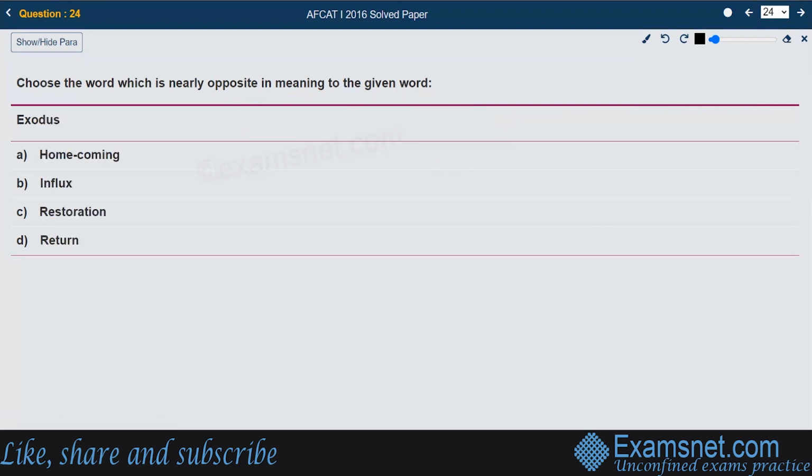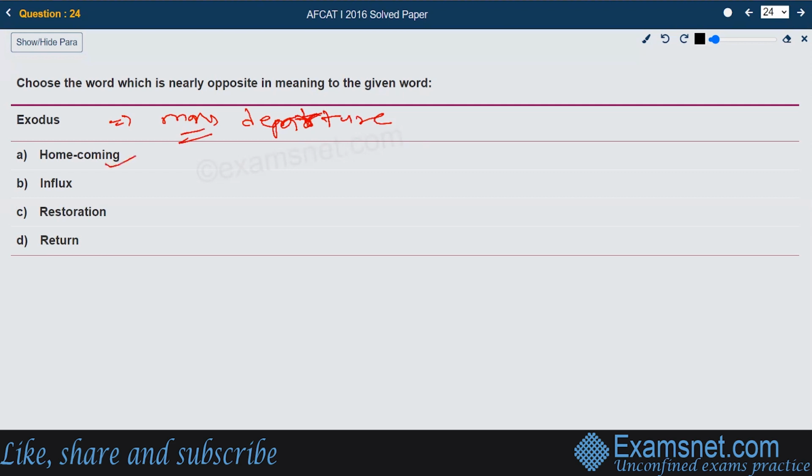Next question. The word is exodus. Exodus means mass departure. If people depart from a city or from a country or from a state, that is called mass departure. That is what is called exodus. So the word mass has to be there. It has to be in a very large group. Let us look at the word options.